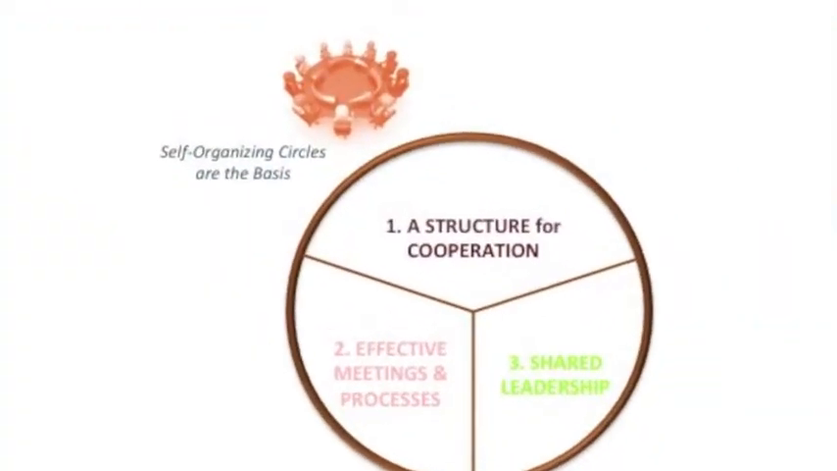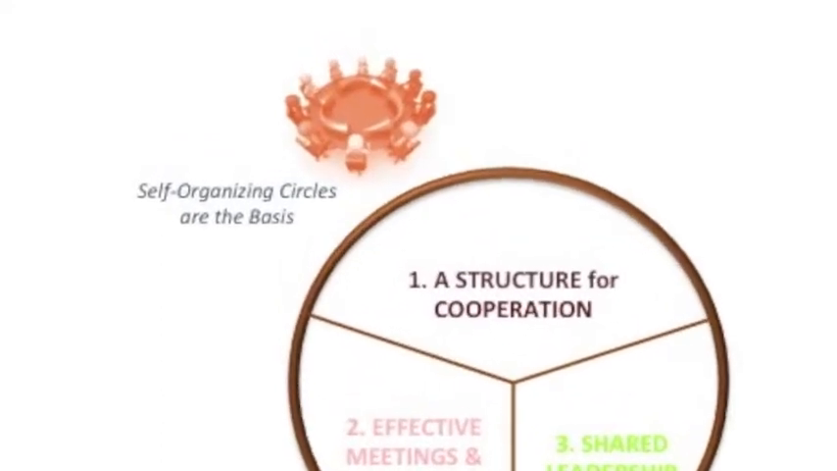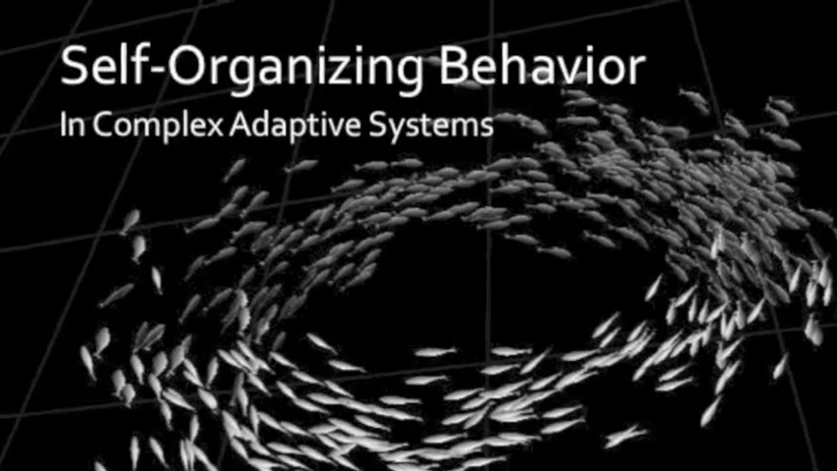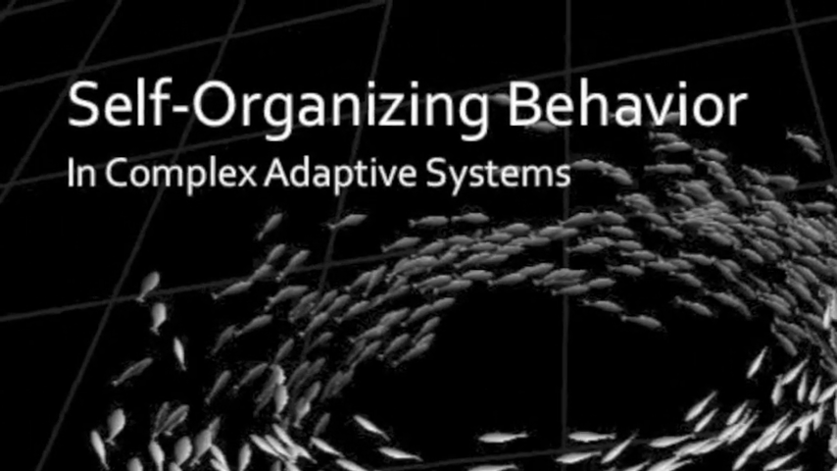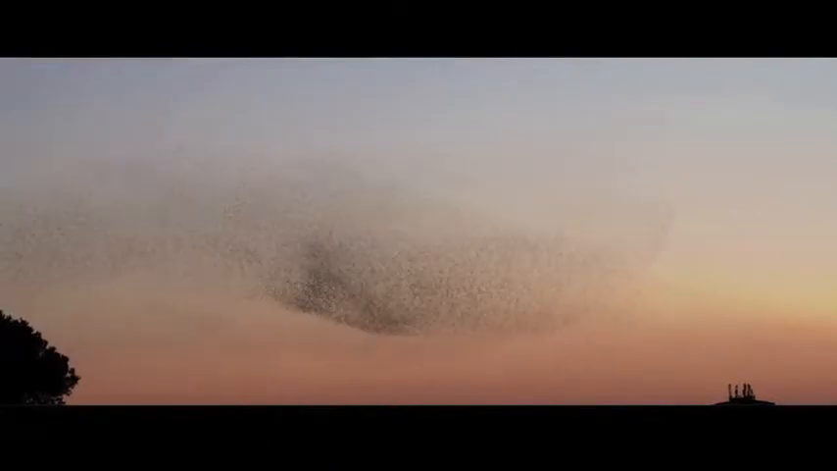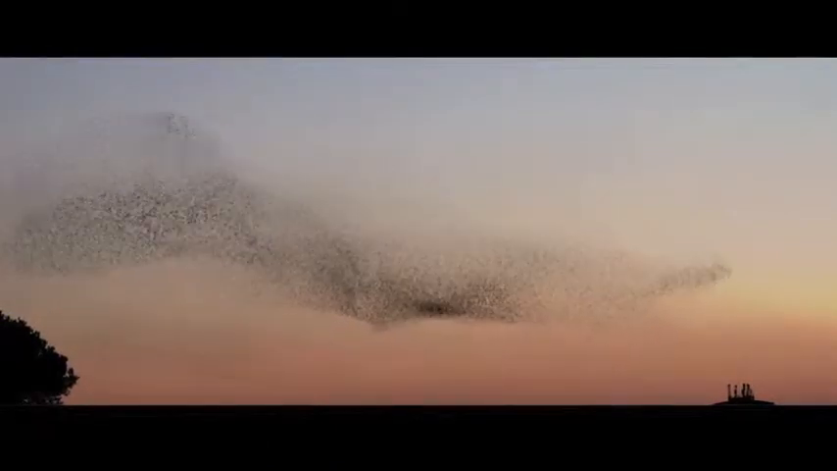The basis of dynamic governance is self-organizing circles. Self-organizing occurs everywhere in nature, in complex adaptive systems, like flocks of birds or schools of fish, solar systems, or even the neurons of your brain when they create thoughts. An elegant coordination emerges out of the interactions between individuals, each following a few simple rules of engagement. So the whole becomes greater than the sum of its parts.